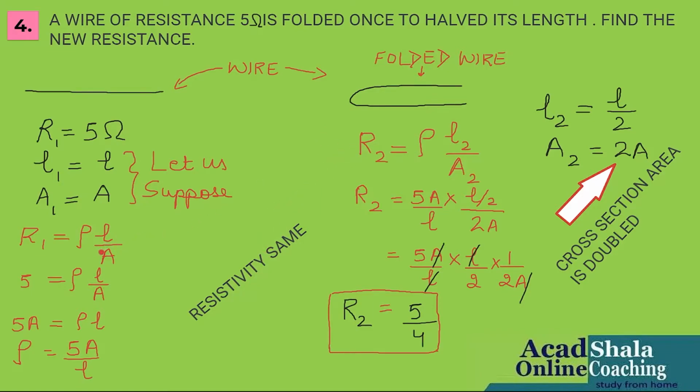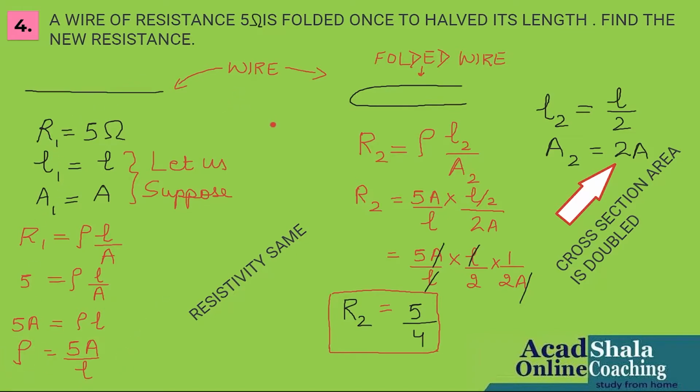Now I know the formula also. In the first case, R1 is equal to rho L upon A. I will put the value of resistance, that is 5 ohms according to the numerical. So 5 is equal to rho L upon A. Now 5A is equal to rho L, and to take out the value of rho, rho is equal to 5A upon L. So I have come to know the value of rho from the first case.